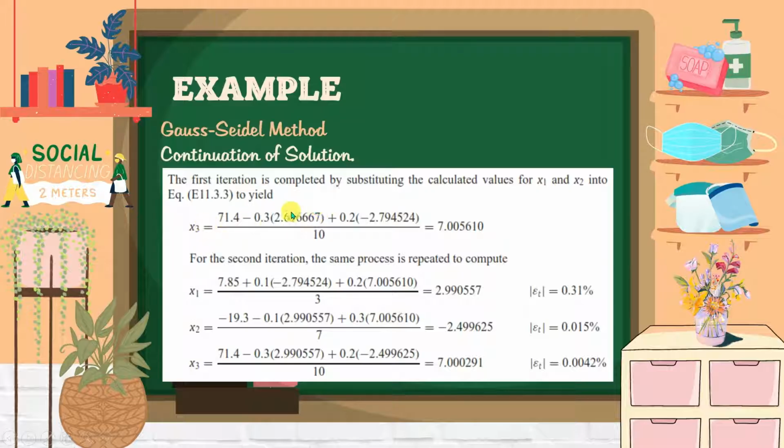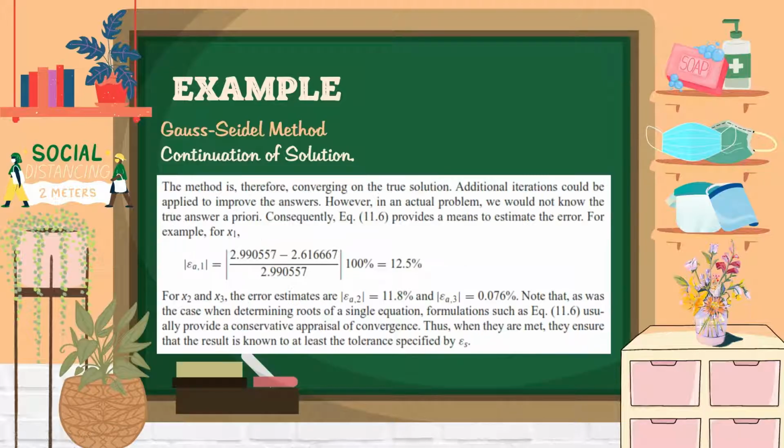So we have here, instead of using the 0 values, we're now going to use the values calculated for x sub 1 and x sub 2 in order to calculate the value of x sub 3. And for the second iteration, the same process is repeated to calculate this particular equation with its true percent relative errors of 0.31, 0.015, and 0.0042% respectively. So, this method is therefore converging to the true solution.